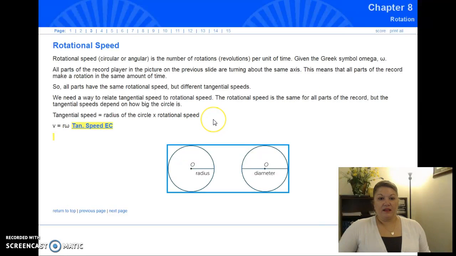How can we relate our two speeds? What did I say that linear speed depends on? How big that circle is. And all parts of that record or that merry-go-round are rotating in the same fashion. So here we go. The radius of the circle times that rotational speed gives you your linear speed. And if you don't remember how to get the radius of the circle, here you go. The diameter is the whole length across. The radius is half that.